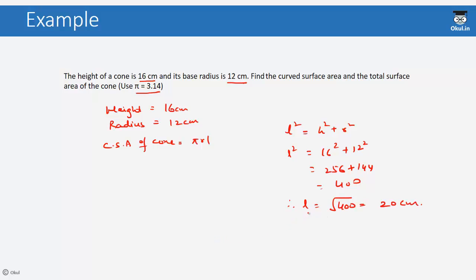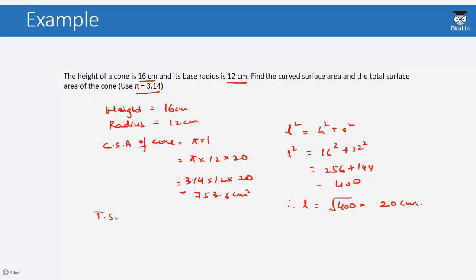Now we can put the value of L in the given formula of the curved surface area of the cone. So this is equal to pi into 12 into 20, the slant height we have found. Now 3.14 into 12 into 20 is equal to 753.6 centimeters square.